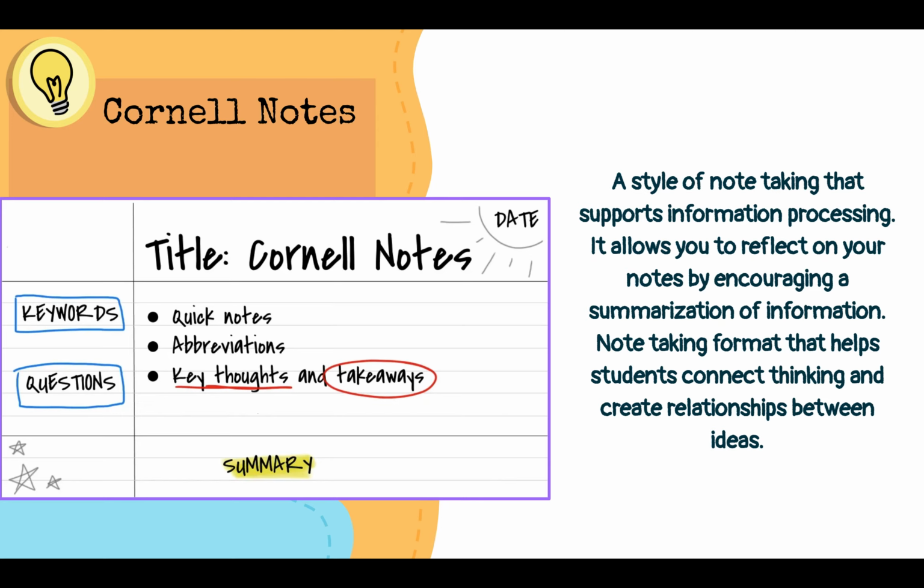One highly efficient way for students to take notes on any given topic is the Cornell Notes format. This is a style of note-taking that supports information processing because it allows you to reflect on your notes by encouraging a summarization of information. This is a style that helps students connect thinking and create relationships between ideas.